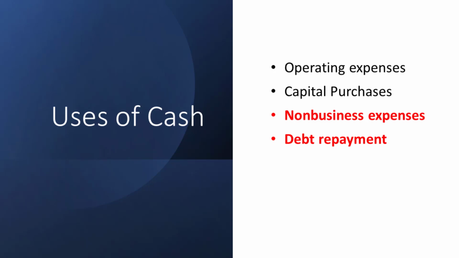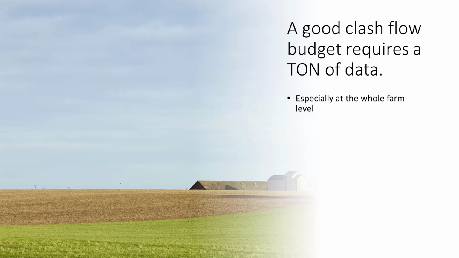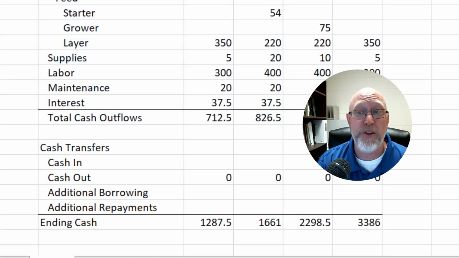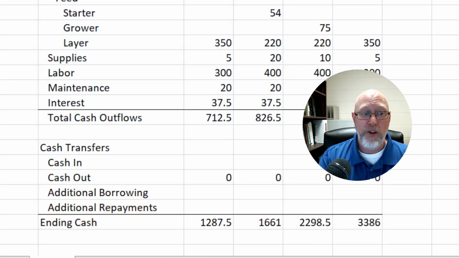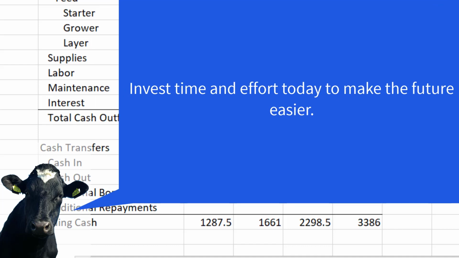When you repay debt, that's cash going out of the business. It's money you don't have to spend. It's a cash outflow. A good cash flow budget requires a ton of data, especially if you are looking at, say, a whole farm cash flow budget or any business where you've got multiple enterprises going on. So I tell you this so that you will remember that if you're going to sit down and do some cash flow planning for your business, putting together a good cash flow budget is going to be difficult.